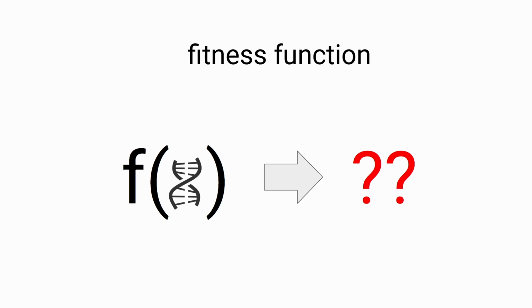The fitness function evaluates the quality of each individual. It determines how well a given genome solves the problem. The fitness function is crucial because the algorithm uses it to decide which solutions are better and should be preserved.